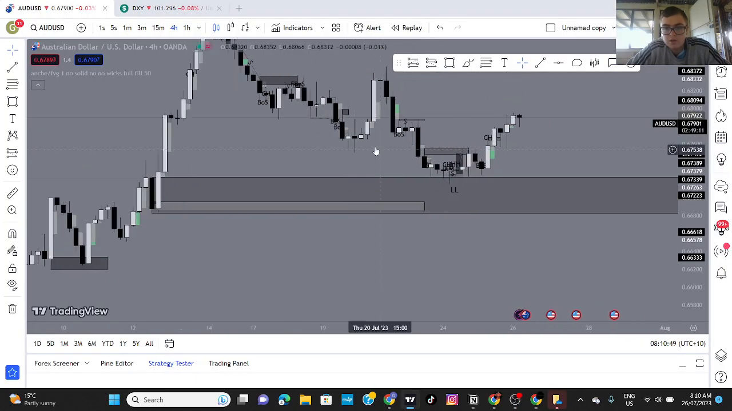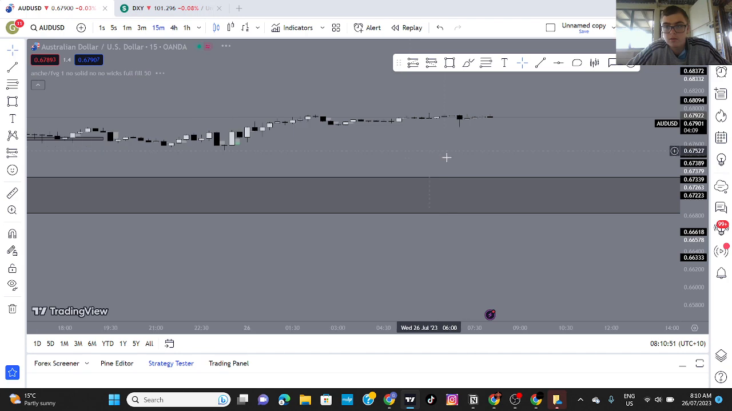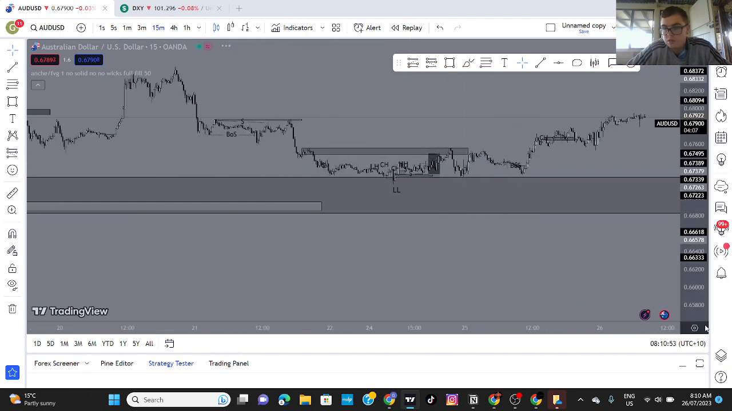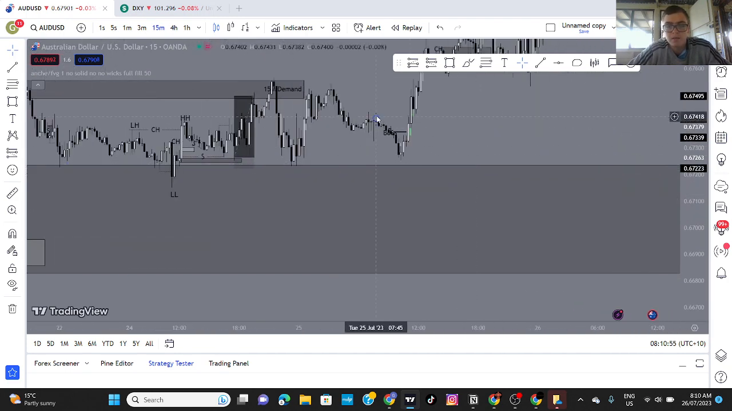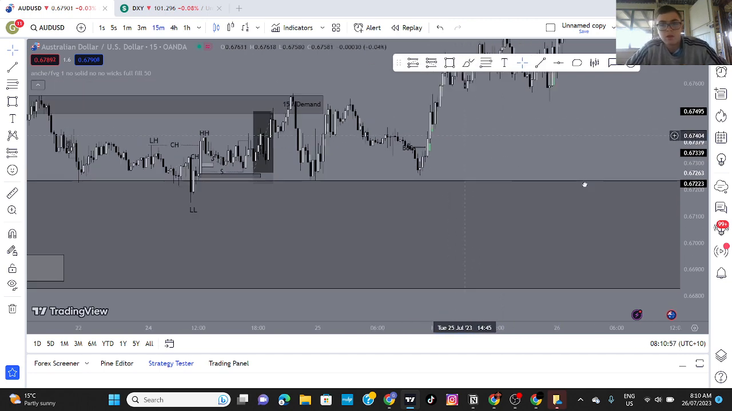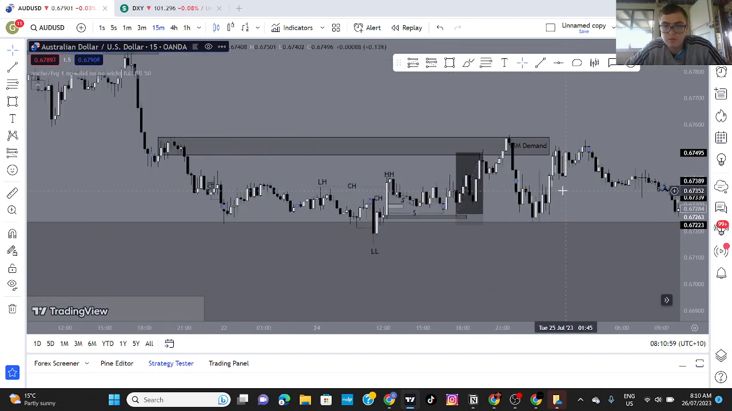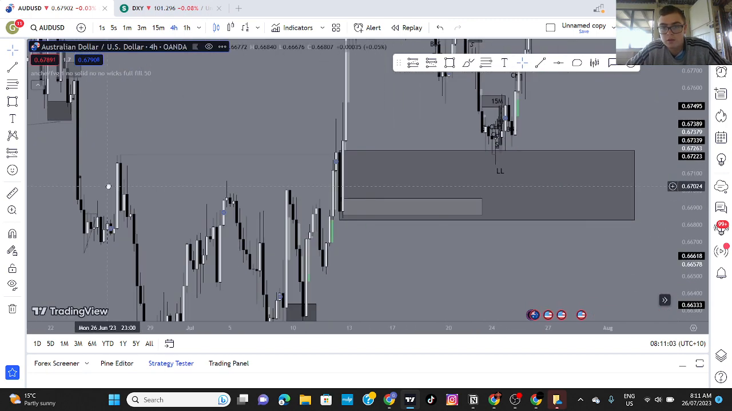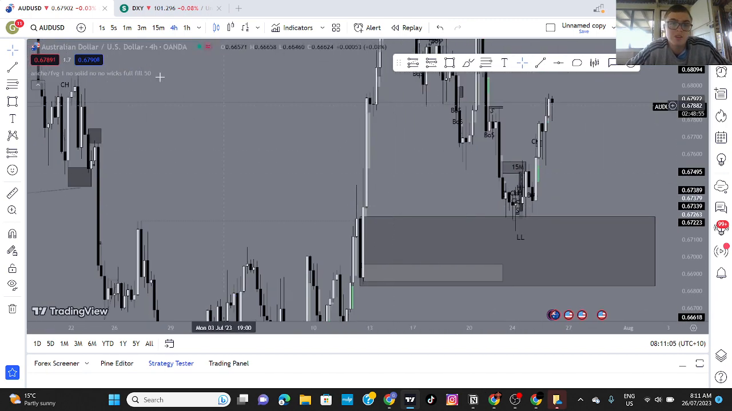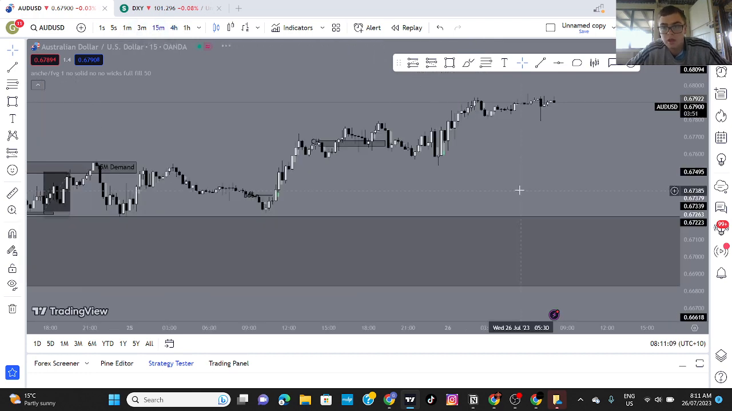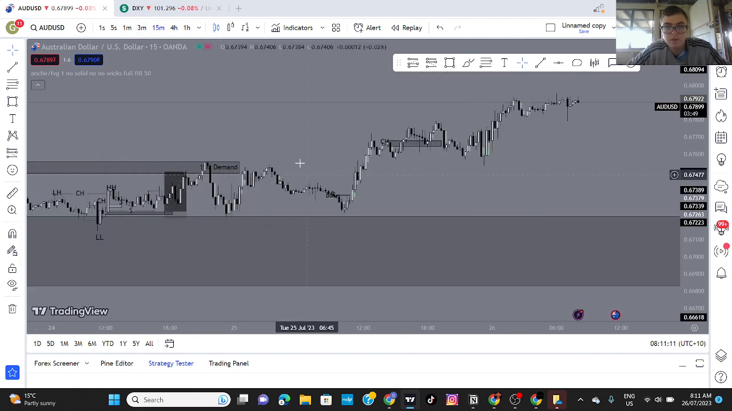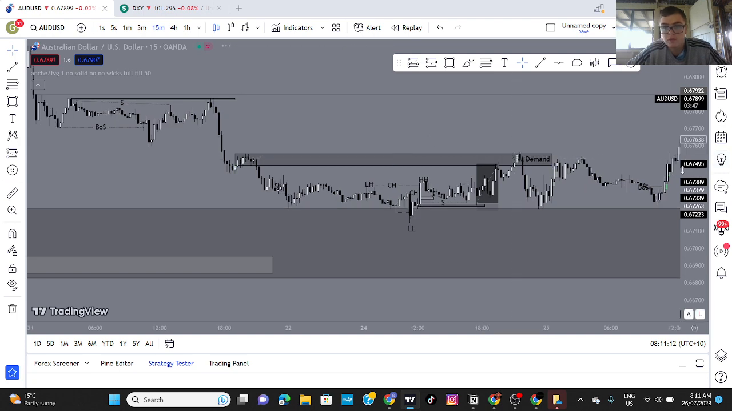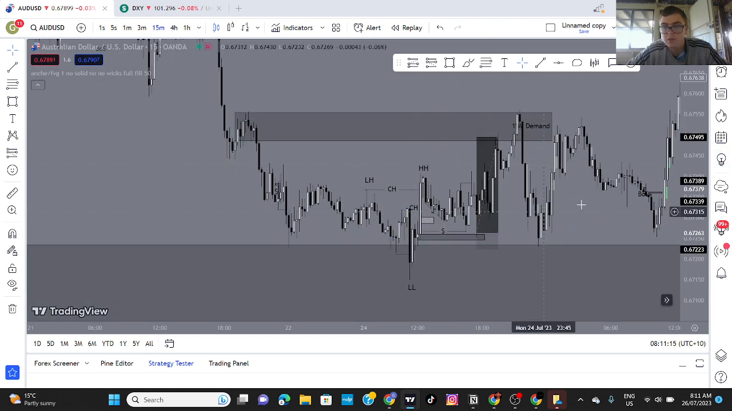Here's the AUD 15-minute buy I took on the 24th of the 7th. As we can see here, price came to a 4-hour zone, which I wasn't really using as a confluence, but I just noticed. And if we go down to 15-minute, you'll see after it did tap it, it did go bullish.